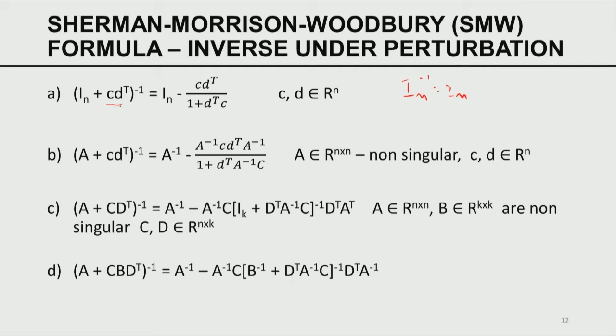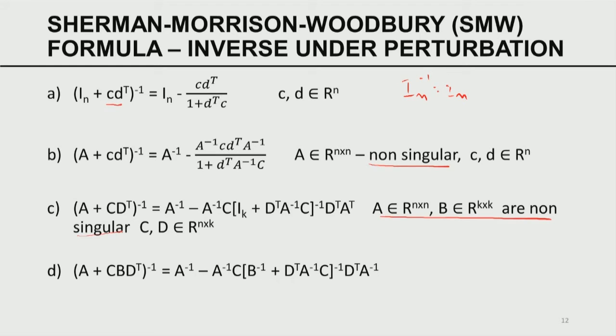If I perturb the matrix and compute the inverse, I don't have to compute the inverse from the ground up. I can simply update the inverse of I with this correction. That formula carries over, and these are generalizations. I can be replaced by A, with C and D remaining the same. A is non-singular, and in this case also A is non-singular. In this case I am assuming A and B are non-singular.